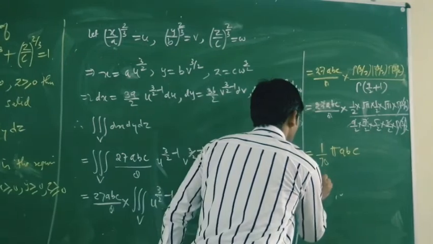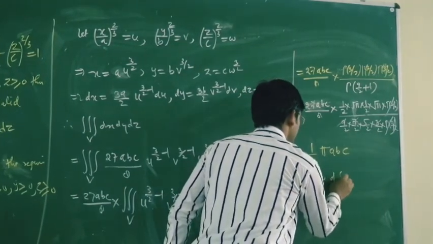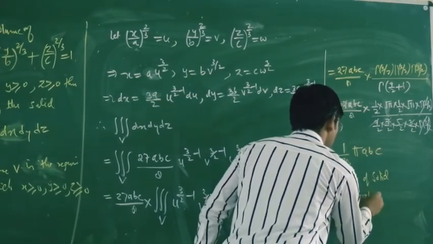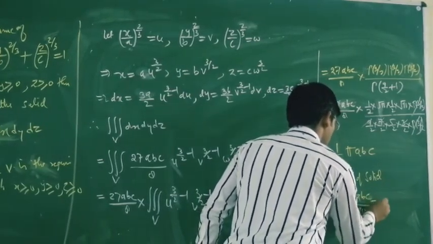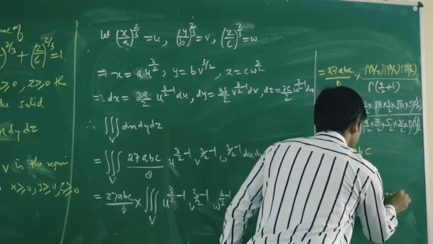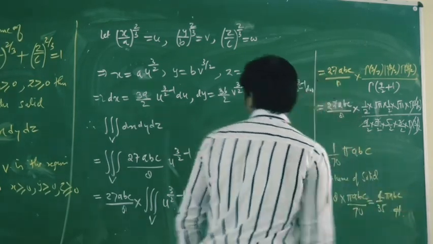Hence the volume of the solid is equal to 8 times pi abc upon 70. So this will be your 4 upon 35 pi abc. So this is the volume of the solid.